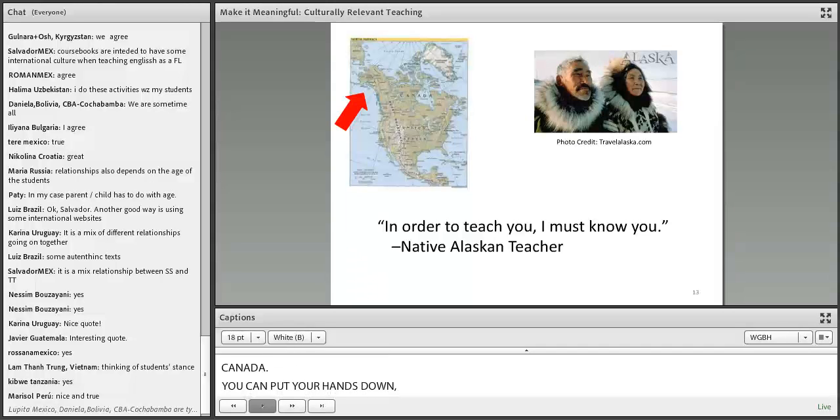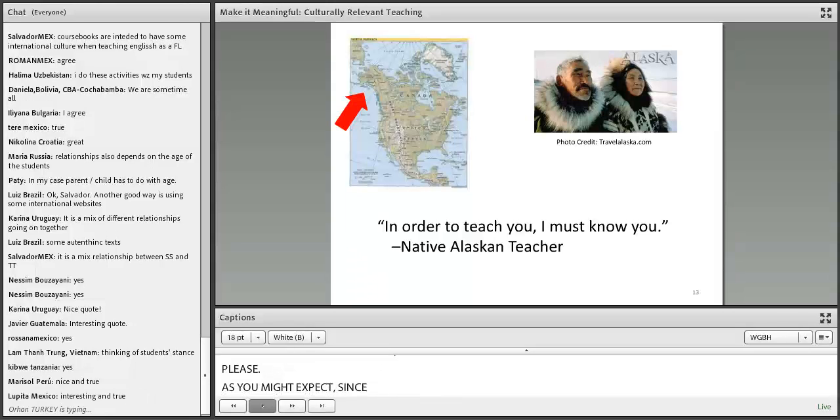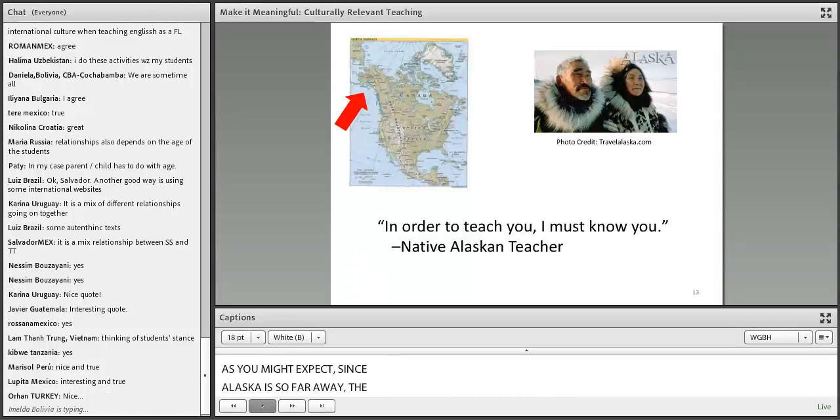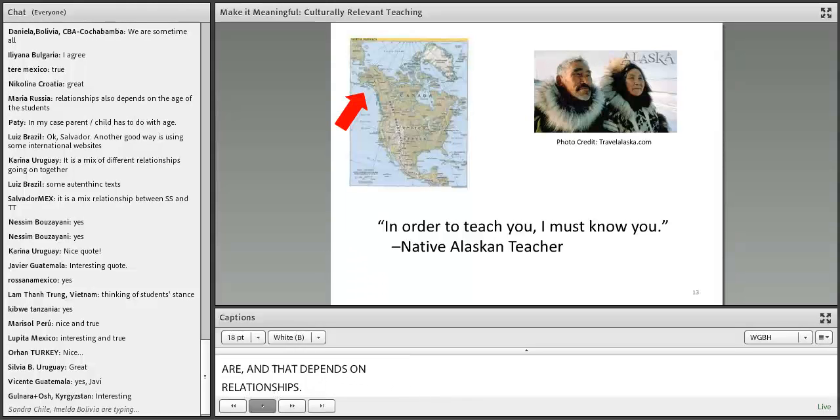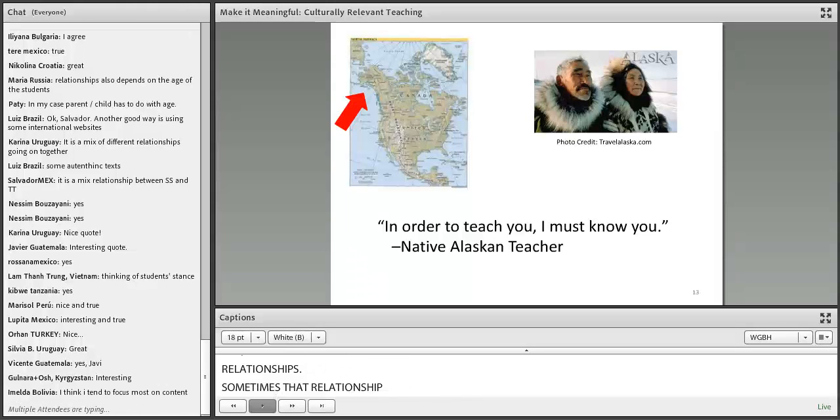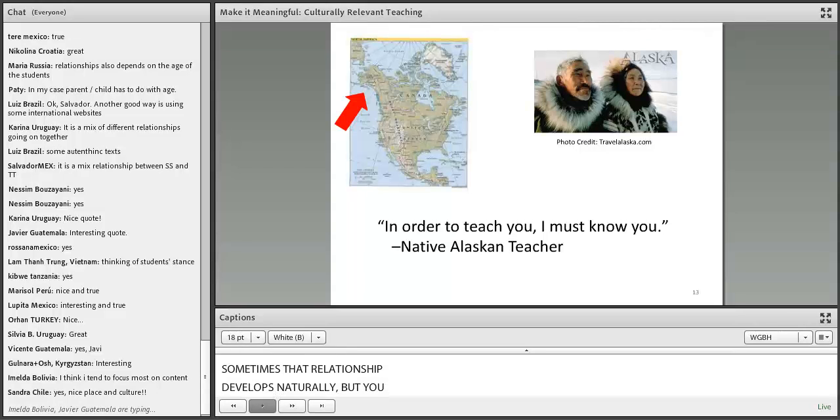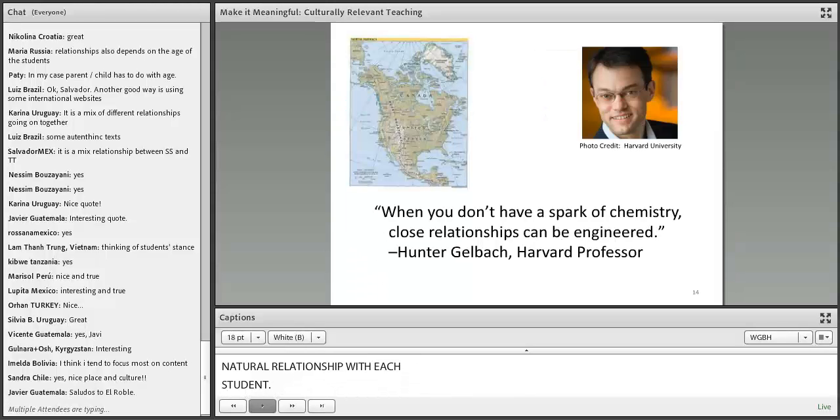As you might expect, since Alaska is so far away, the native peoples of Alaska have a very different culture from much of the United States. So many teachers there see the value and need for culturally relevant teaching. To be able to teach students, you need to know who students are, and that depends on relationships. Sometimes that relationship develops naturally, but you probably know examples of times when you did not develop a natural relationship with each student. Sometimes it takes hard work on the teacher's part.